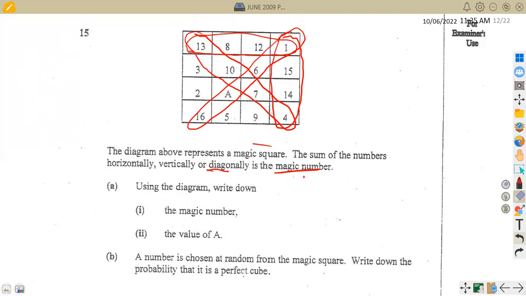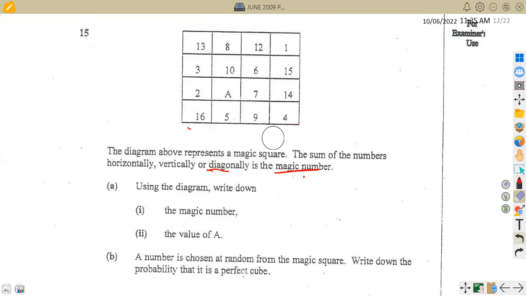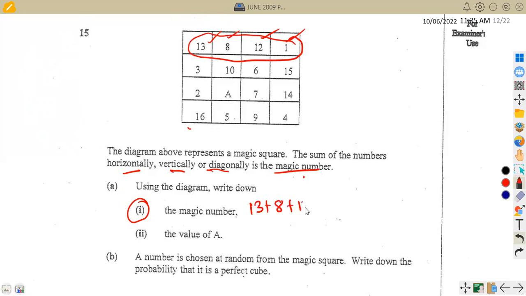Okay, anyways, what's the question therefore from this part? So the first question is, use the diagram, write the magic number. So you can choose any part of your choice to find this magic number, because you are told you can take it from horizontal, vertical, diagonal. So here I'm just going to take the horizontal, this one, 13, 8, 12, and 1. Just pick any way of your choice. So it's 13 plus 8 plus 12 plus 1, which is 20 here, 33, 34. That's all. It's going to be 34. Just cross-check, guys, and prove it's fine, but I think that's 34. Then the value of A.